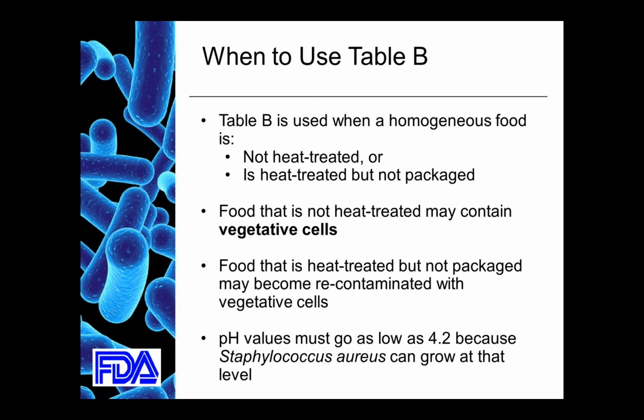These are foods that are not heat treated, or they are heat treated, but they're not packaged, so they could get recontaminated. Now we need not only the spores, but now we have to worry about our vegetative organisms. And in this case, our values go lower, you'll see on the table. Down to 4.2, that 5.6 is gone, and our water activities as well have dropped down for the allowance.